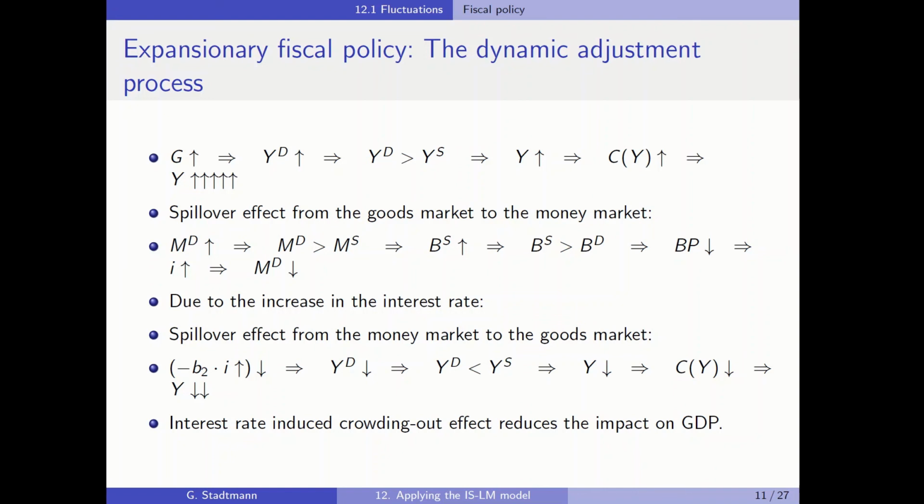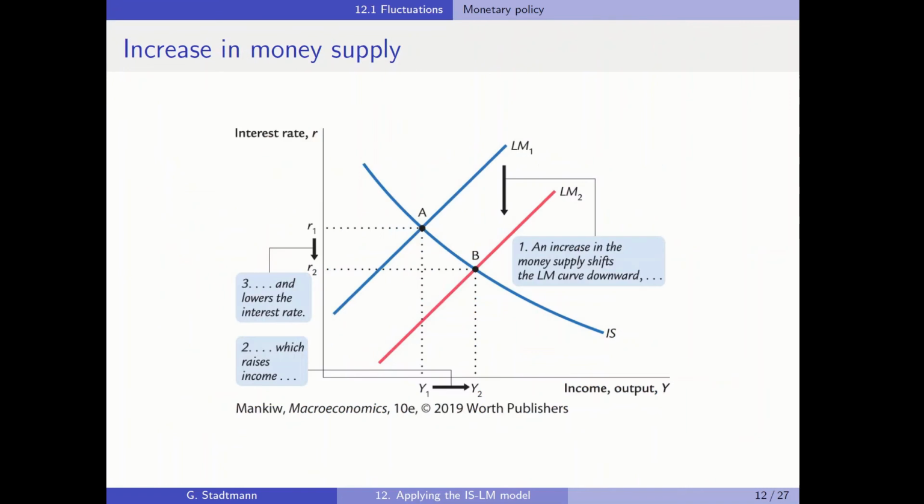Let's have a look at money supply. What happens if the central bank increases money supply? Does it also lead to a boom? We are starting in scenario A. In scenario A, the economy has a problem, the economy is in a recession, GDP level is very low, and the unemployment rate is pretty high.